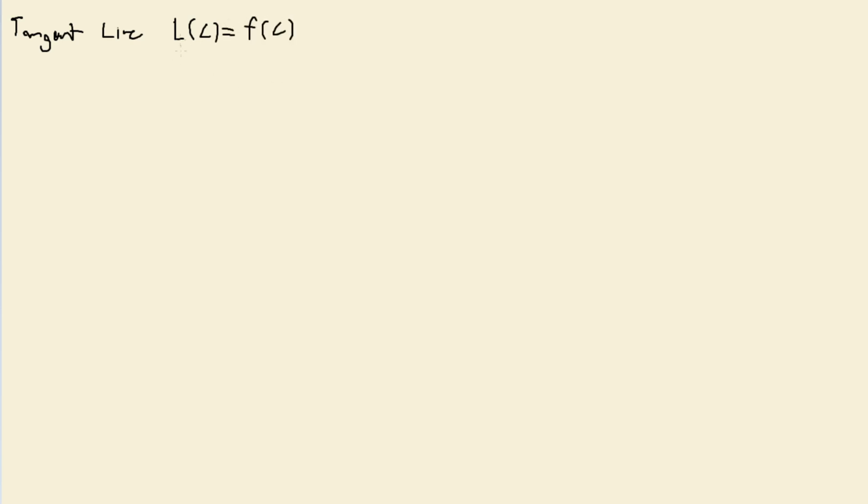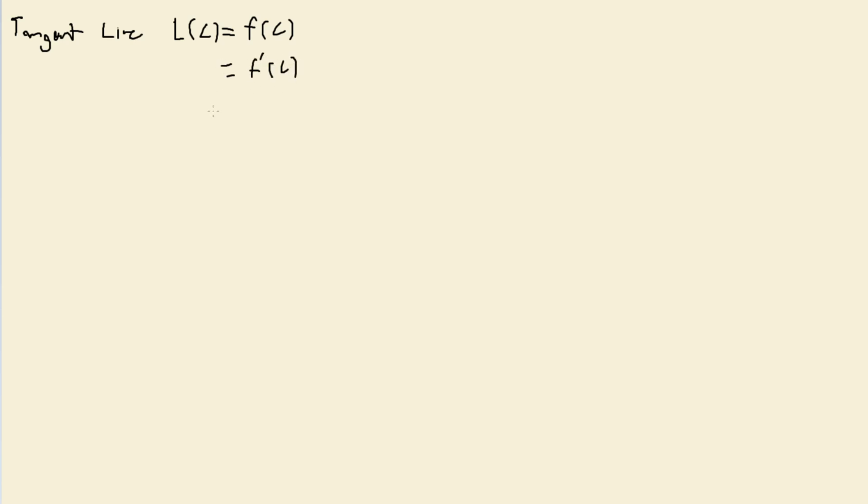Or in other words, if L represents the function that's giving us our tangent line, L of c must be equal to f of c, where c is the point that the tangent line is intersecting the function. But what we also want is for the slope of this tangent line to equal the slope of this function at that point. And so what is the slope of the function at that point? Well, that's just f prime of c.